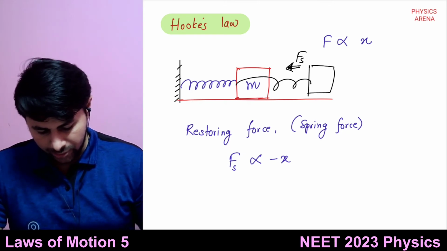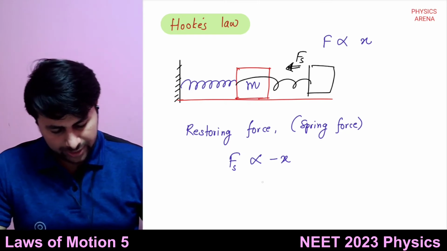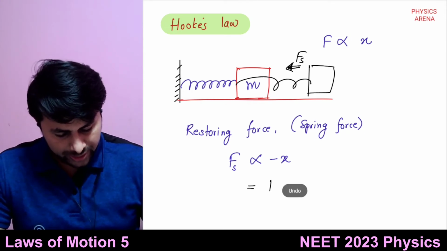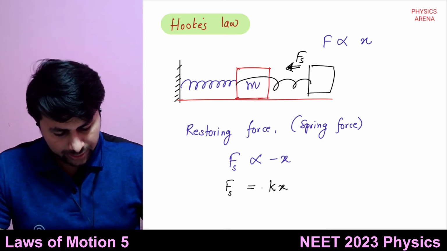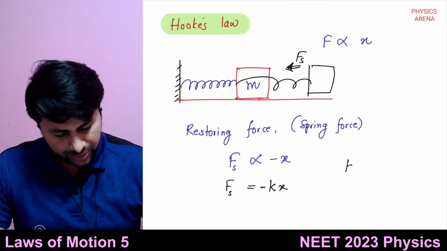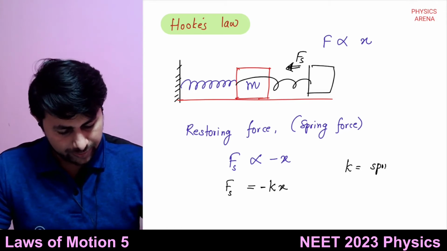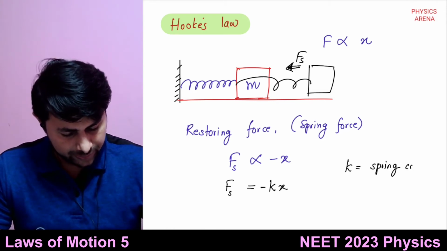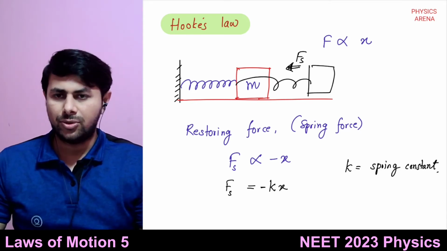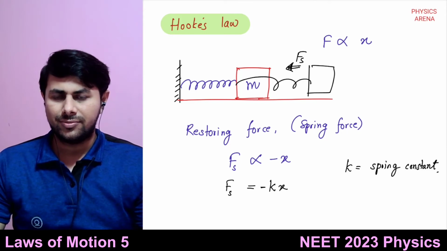And if you remove this proportionality sign and put an equality sign, there will be a constant k. So spring force is equal to minus k times x, and this constant k is known as the spring constant. It is different for different springs. Is Hooke's law clear? Yes, no?